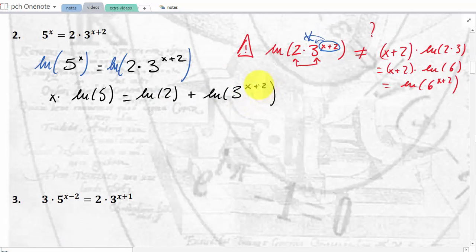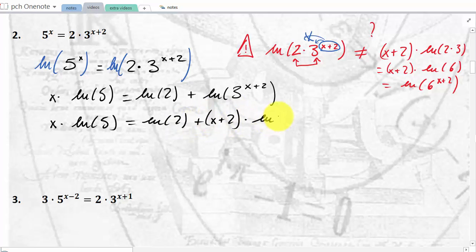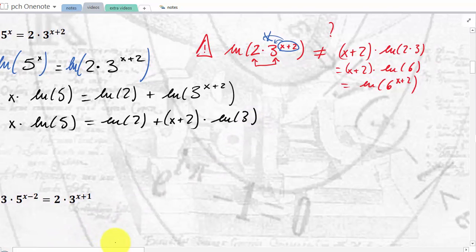So now here is almost one more line and I'll have my linear equation. x times ln 5 equals ln 2 plus (x plus 2) times ln 3. Here is my linear equation. All right, so it's time to solve it.